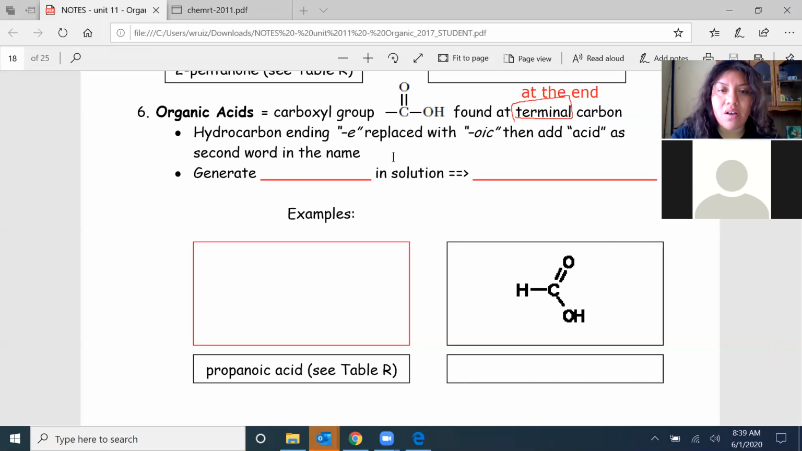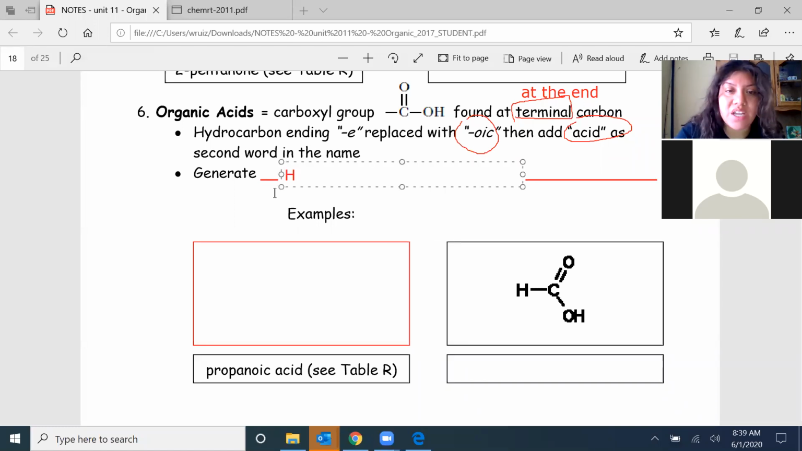Instead of the hydrocarbon ending being like an alkene, it's going to be OIC. Then you add acid. So OIC and acid as the second word in the name. What makes organic acids is that they generate hydrogen ions. Remember, a charge, hydrogen ions, the plus sign.